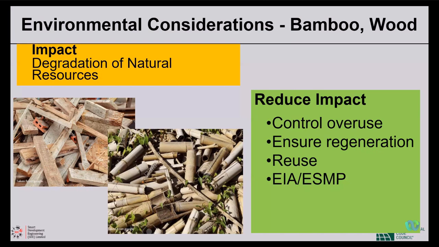This is important. So how can we reduce it? Controlling overuse is fundamental. If we need 10 bamboos, we should not cut 20, even if maybe we need it later. Don't do that. Ensure regeneration. You have to look not only at how much you are buying from the market, but at the source: whether it regenerates, where it is and from where it is brought.